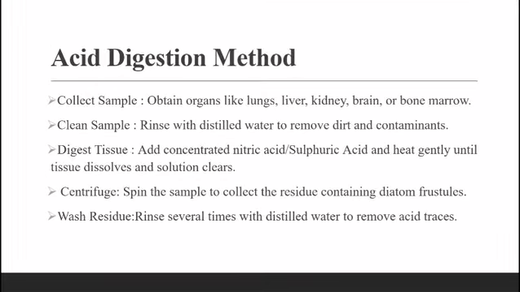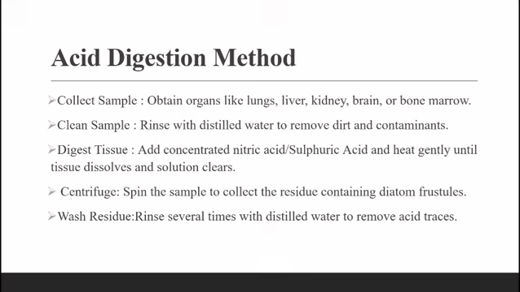Next we are going to discuss the acid digestion method. There are several steps in it. Firstly, we have to collect the sample. We have to collect the control sample from the water body, and then also get the sample from the organs like lungs, liver, kidney, brain, or bone marrow. And then the second step involves cleaning of the sample. We have to remove the dirt and any contaminants present there.